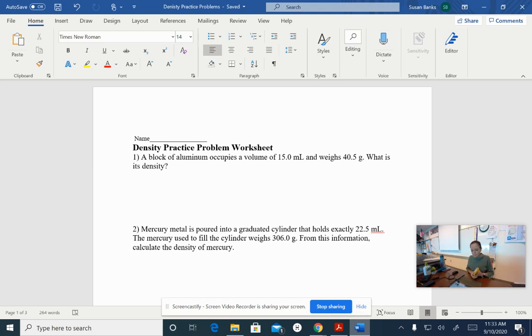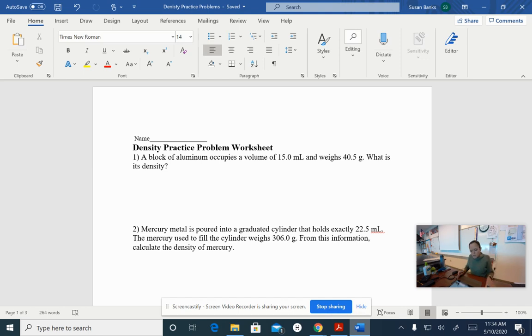So once again, because we're doing unit conversions using density, we are going to want a calculator. So grab yourself a calculator, make sure that you've got a pen or a pencil and some scratch paper, or if you have that PDF, you can print it out and follow along. So here we go, density practice problems.